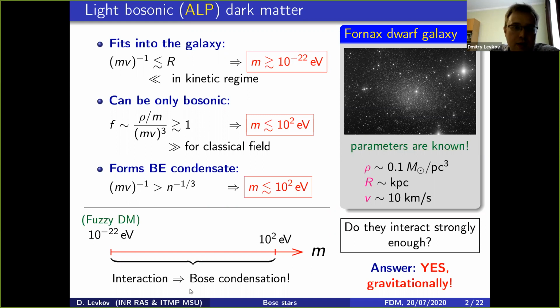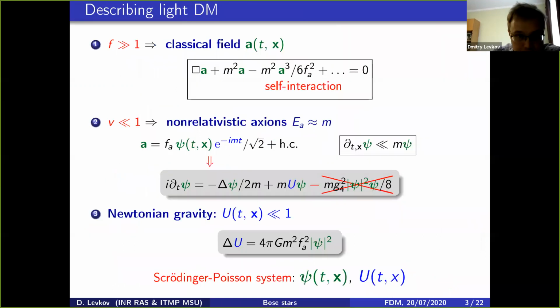So I will consider this region of masses below 10 to the 2 electron volts and above 10 to the minus 22, which is fuzzy dark matter. And I will consider formation of Bose-Einstein condensate inside the structures, inside the galaxies or smaller structures. I will include mostly the gravitational interaction, which is suddenly very effective in this region of masses.